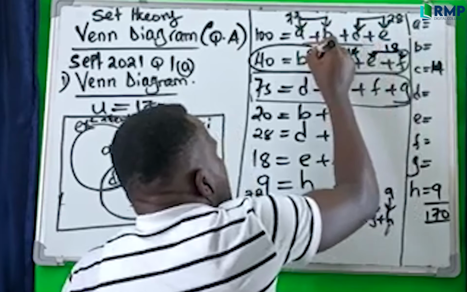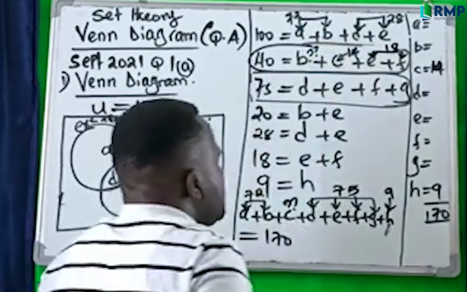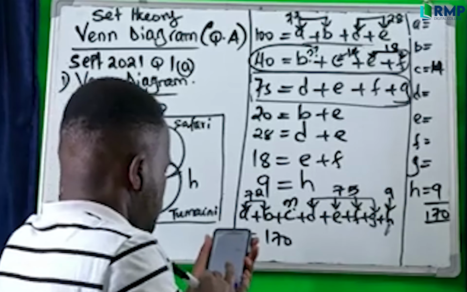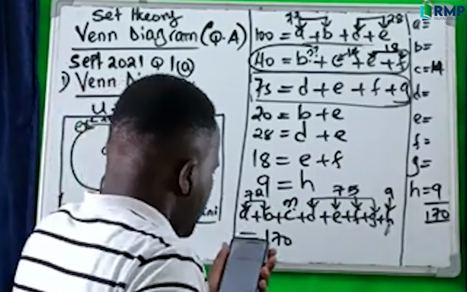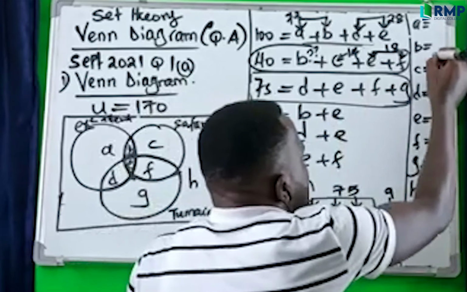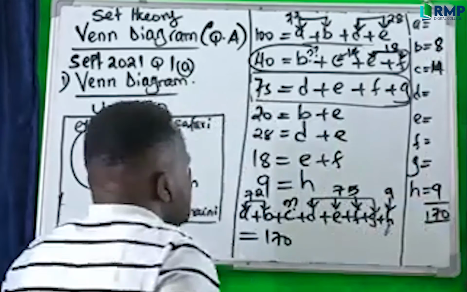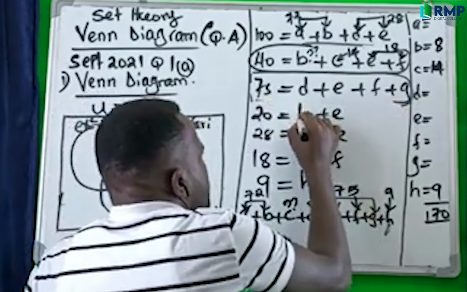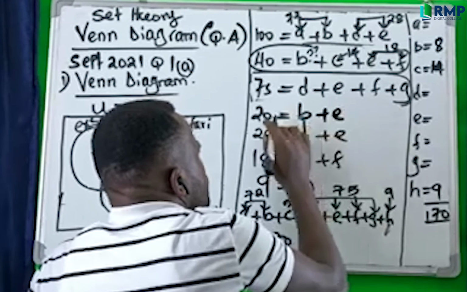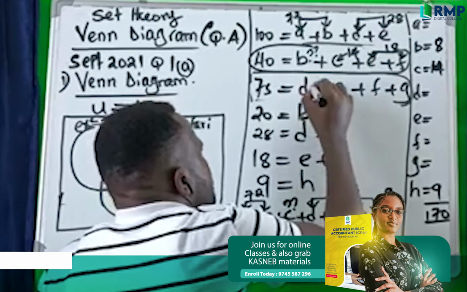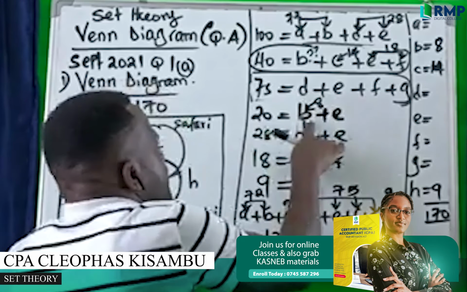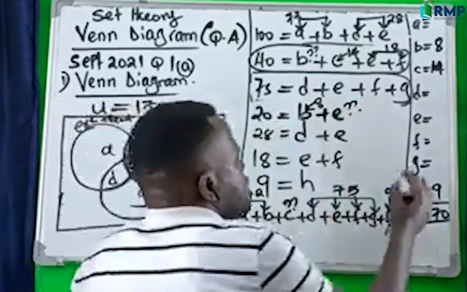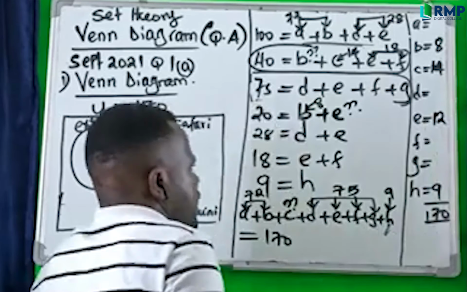So I can get B, which will be 40 minus 14 minus 18. My B is 8. So the value for B is 8. I put 8 here. So if B is 8, I'll come to this equation, for example, this one here, B plus E is 20. And already my B is 8. So 20 less 8, I get E. And so E will be 12. 12 plus 8 should be 20. So E is 12.